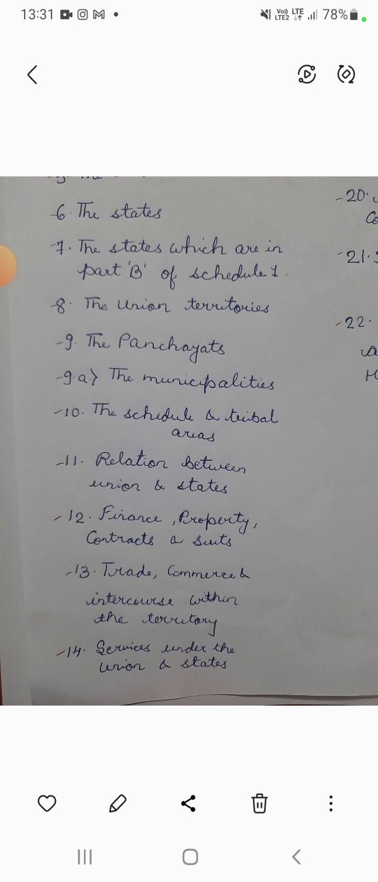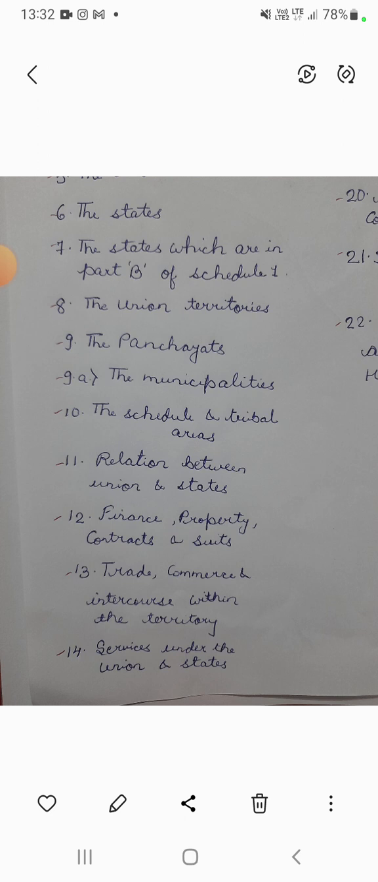Part 11 talks about the relation between the union and states, like the different states such as Jharkhand, Odisha, Bihar, Chhattisgarh, and their relationship with the union. Part 12 talks about finance, property, contracts, and suits. Part 13 talks about trade. If we are living in India, we can do trade inside India.